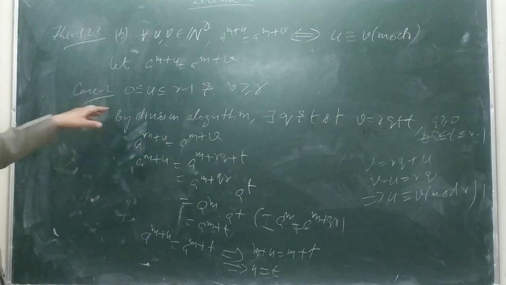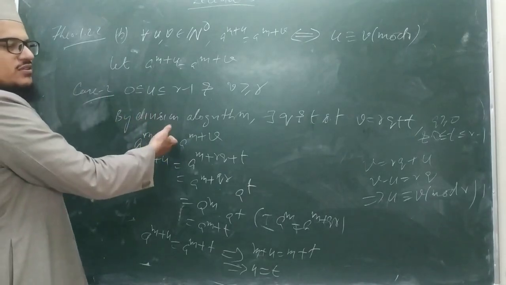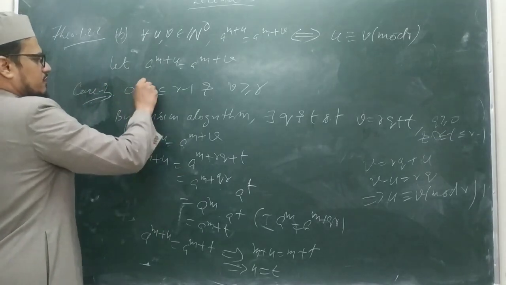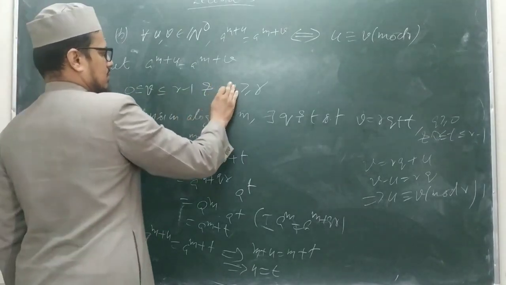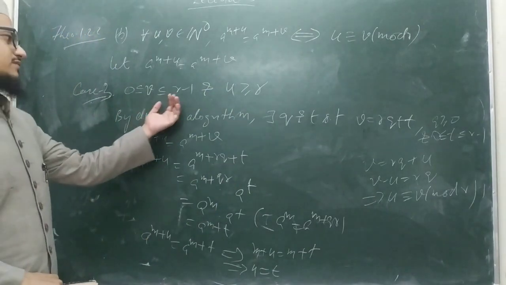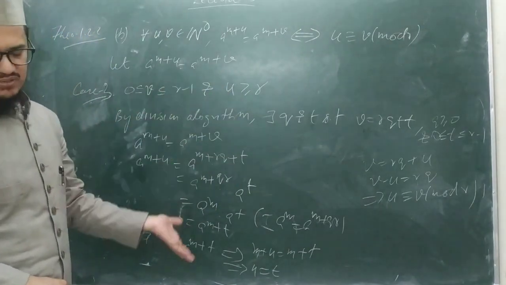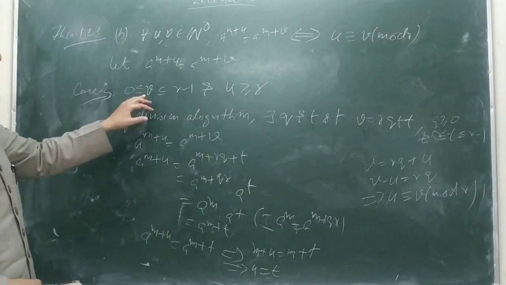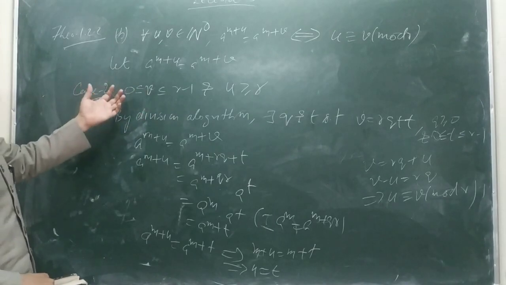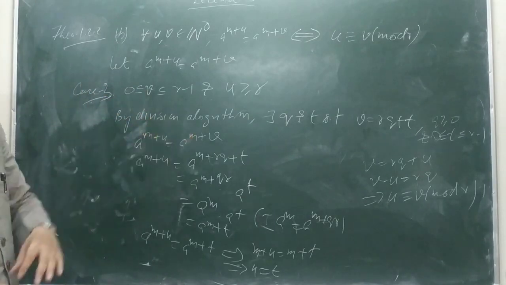Now case 3 is the dual of this case. Dual means that if you talk about case 3, you just replace v here by u and u by v. So when v lies between 0 and r minus 1 and u is greater than or equal to r, we can do it in the same fashion. So in this way, for this dual case, that is case 3 is a dual of case 2, we can prove that u is congruent to v modulo r.